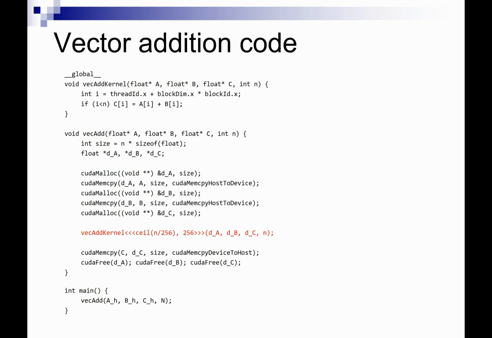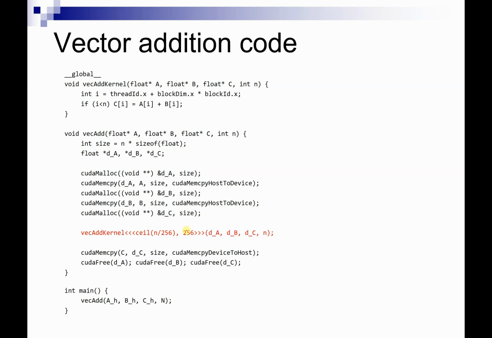Now finally, let's look at the GPU kernel. First of all, the GPU kernel is being called from the CPU, so we have to label this kernel a global function. This is our kernel. It's actually very simple. When you call this kernel, you're going to start many threads.